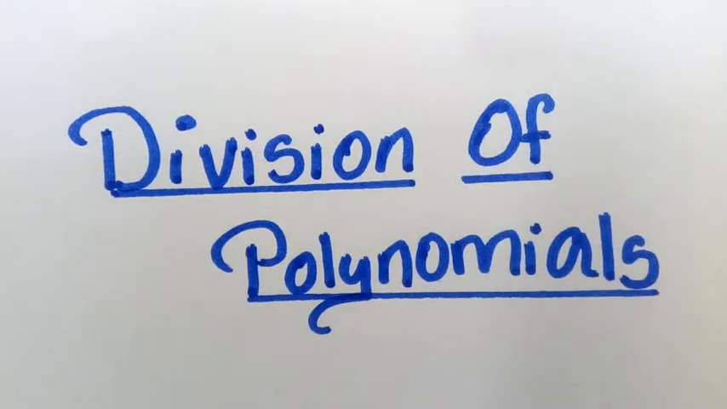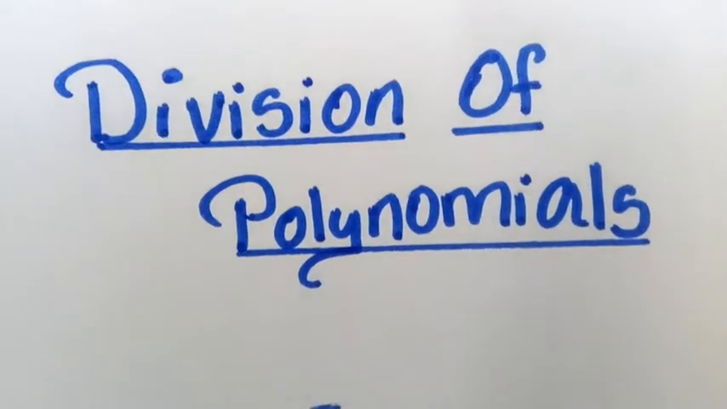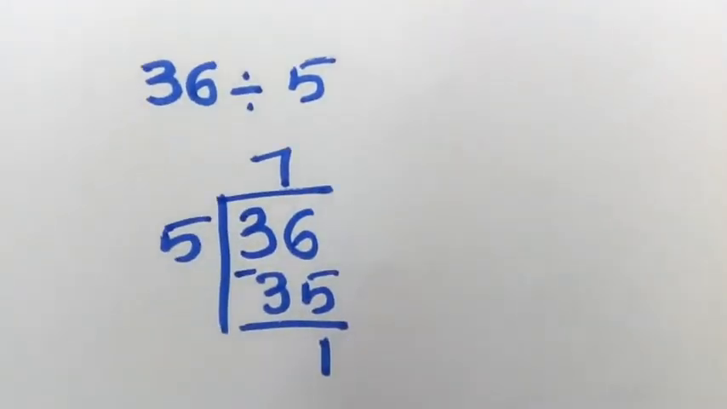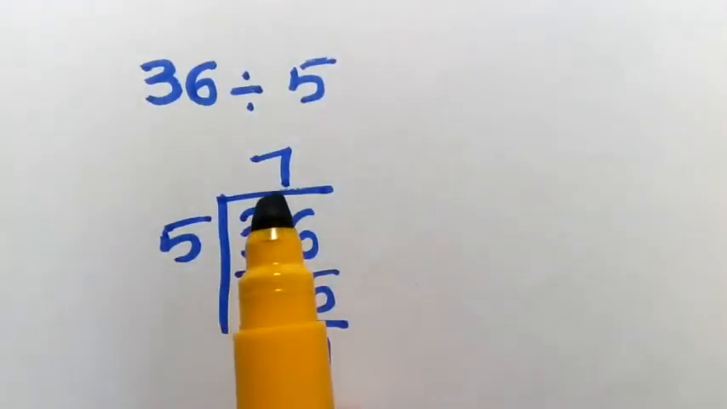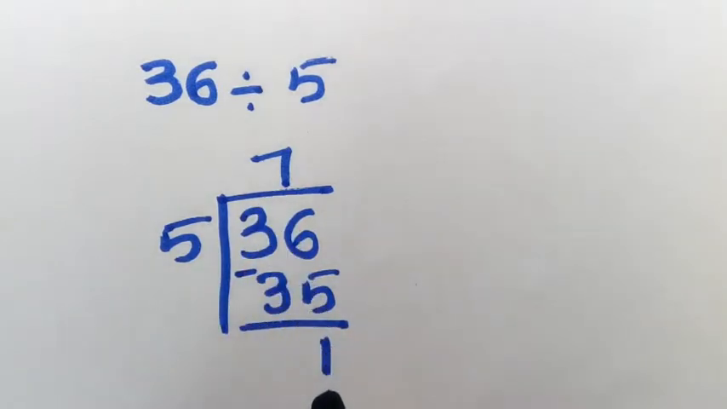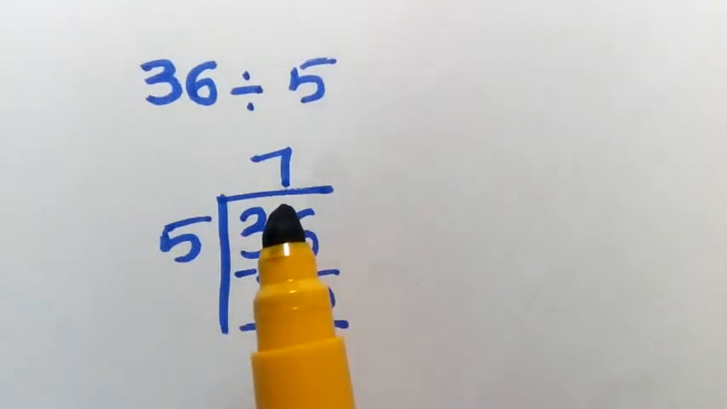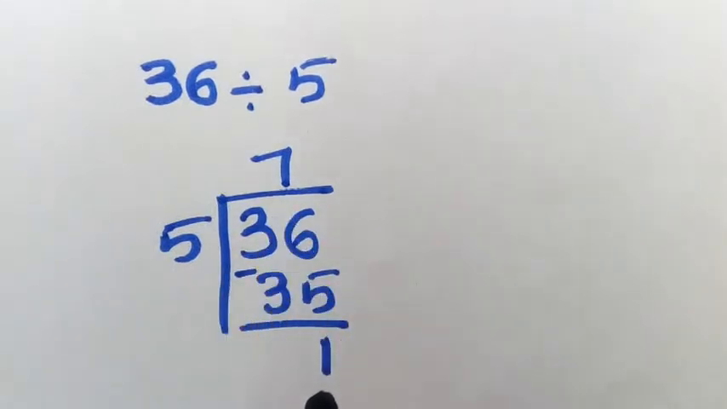Long division of polynomials is similar to long division of whole numbers. When you divide 36 by 5, you get 7 as quotient and 1 as remainder. Here 36 is the dividend, 5 is the divisor, 7 is the quotient and 1 is the remainder.